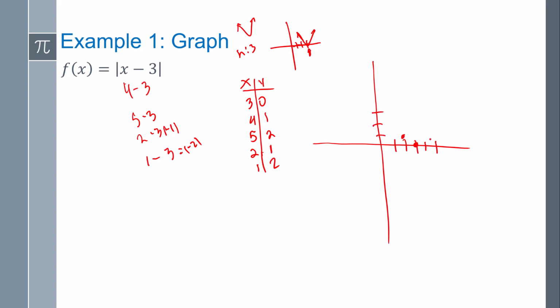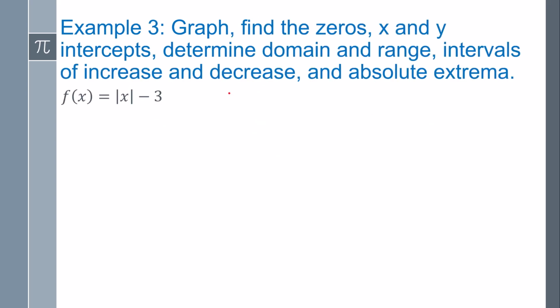So we can now plot the points: (3, 0), (4, 1), (5, 2), (2, 1), (1, 2). And there's our graph.